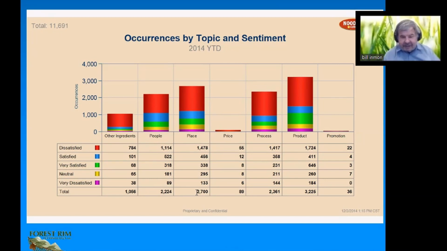So there's a lot to be learned from this chart. And where did this chart come from? This chart came from the text of the comments that people had about the restaurant.